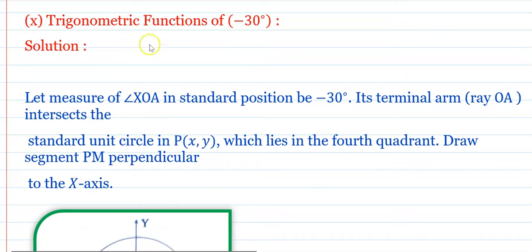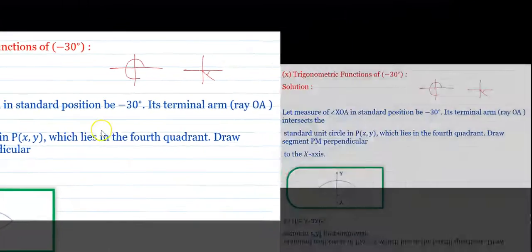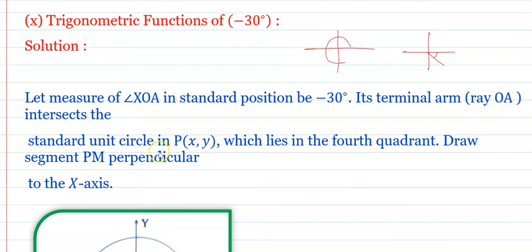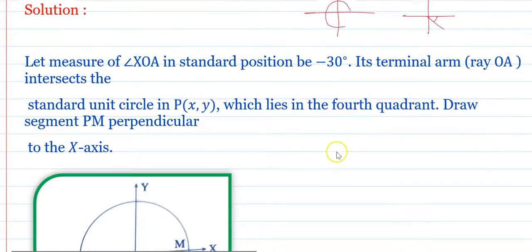Now the next, the negative angles, that is trigonometric functions of minus 30 degree. When the measure of an angle has a positive sign, we measure it in an anti-clockwise sense. And when it is negative, then we measure the arm in a clockwise sense. Let the measure of angle XOA in standard position be minus 30. Its terminal arm ray OA intersects the standard unit circle in P, which lies in the fourth quadrant.